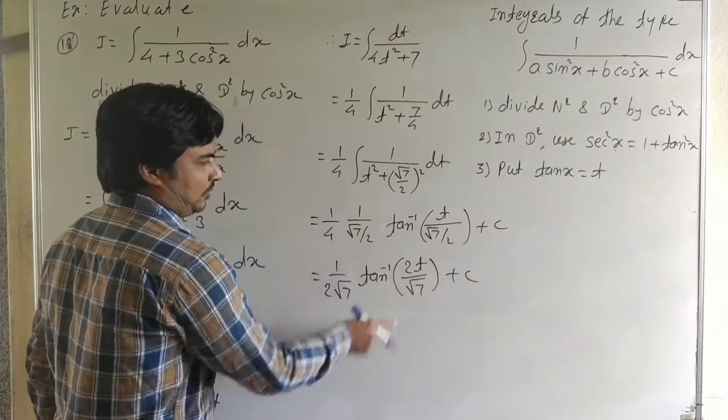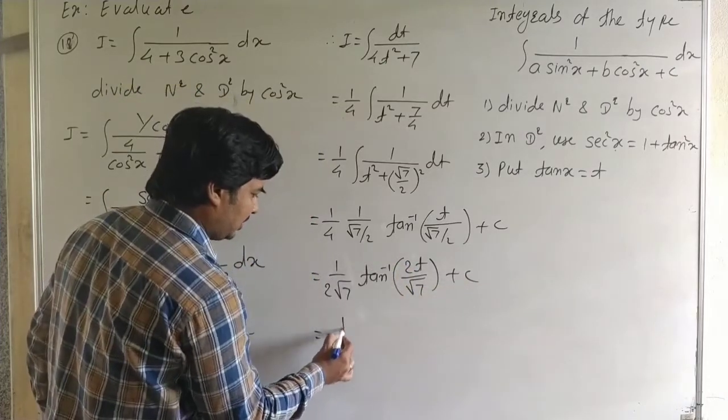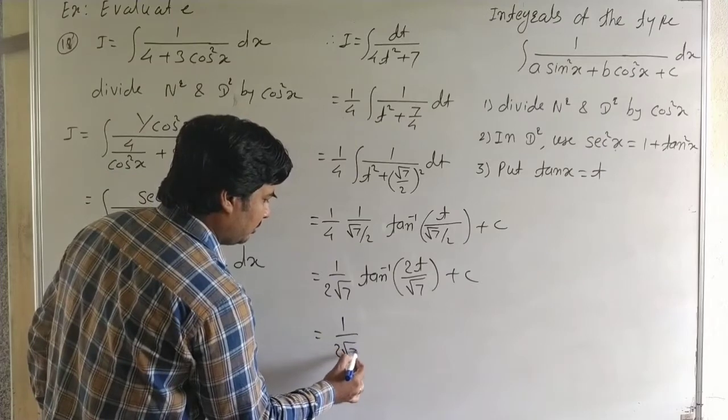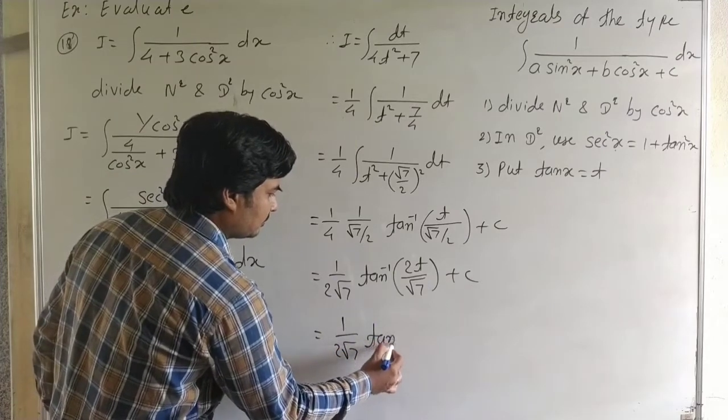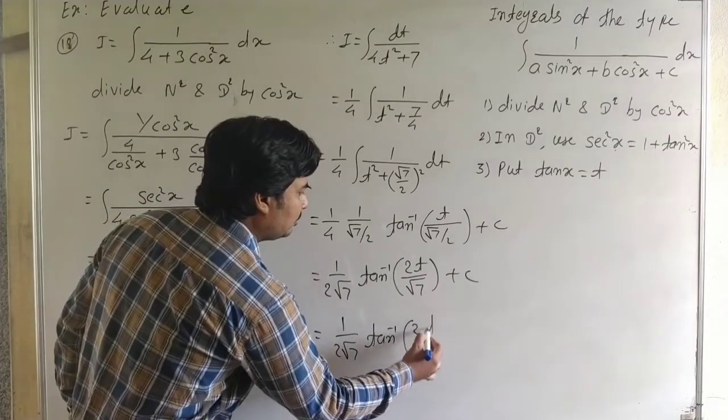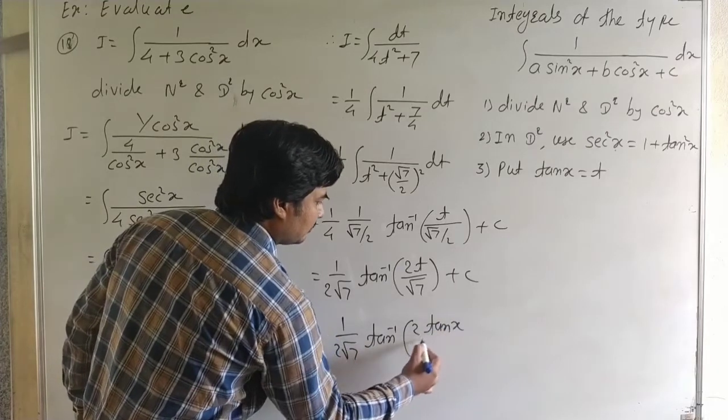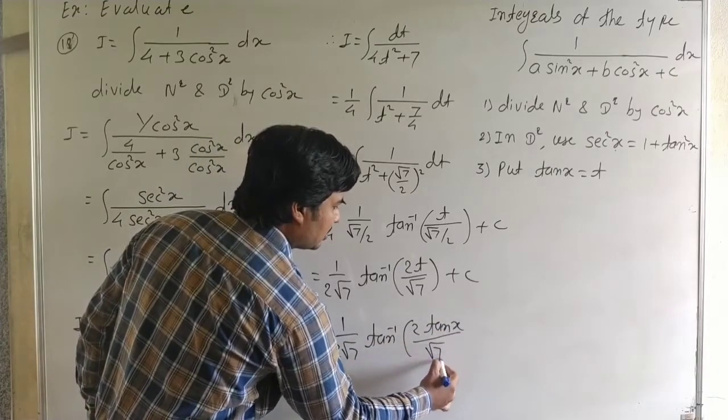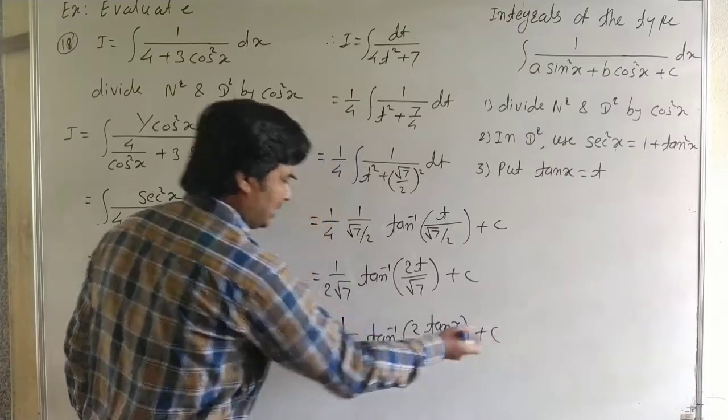Okay, and now put the value of t, then it is 1 by 2 under root 7 tan inverse of 2 tan x upon under root 7 plus c. Okay, it is the last answer.